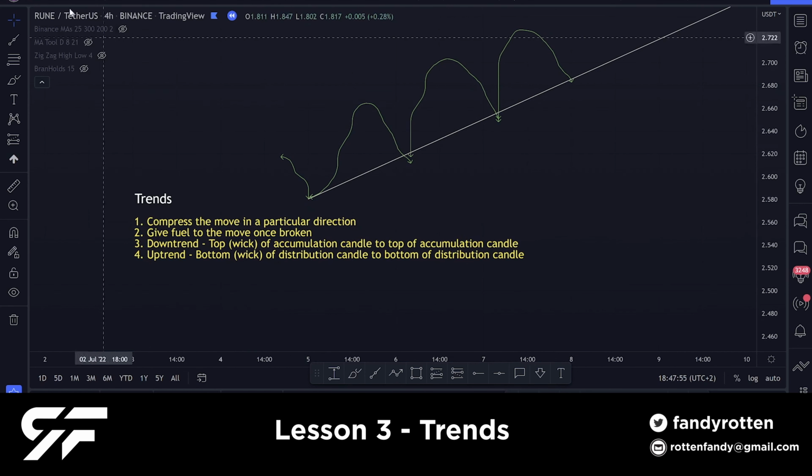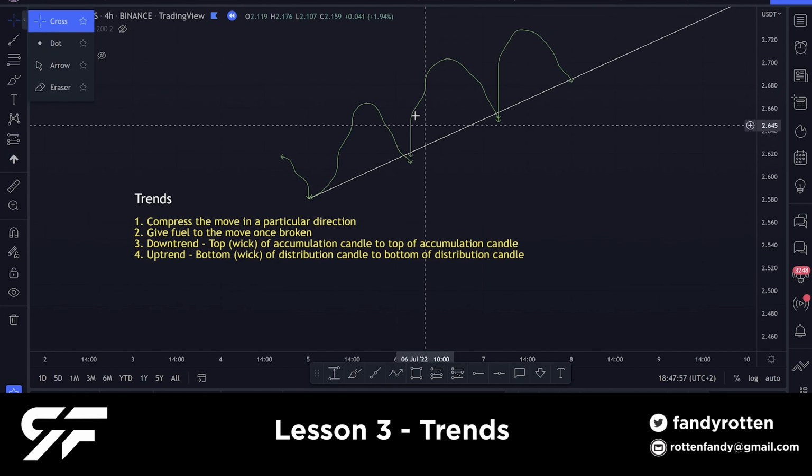Now, another job of the trend line is to basically, okay, I have to close WhatsApp over here.